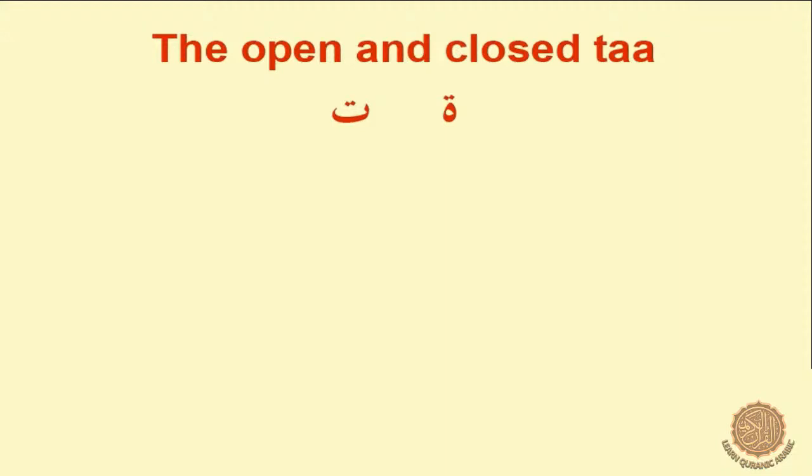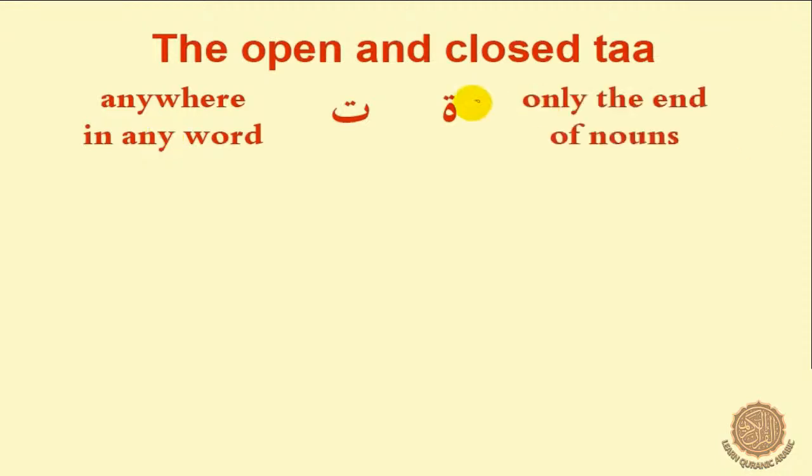So in this lesson, we're going to speak about the open and closed ta. So this is the open ta, and this is the closed ta. So it's quite obvious why they're called that, because of their shape. Now there are some differences. The first one is in which words they are found. So the open ta is used anywhere, meaning in any position of the word, and in any word. So either in the noun, or a verb, or a particle. So it's not restricted to any type of word in the Arabic language. While the ta marbota, the closed ta, only occurs at the end of a word, and only in nouns.